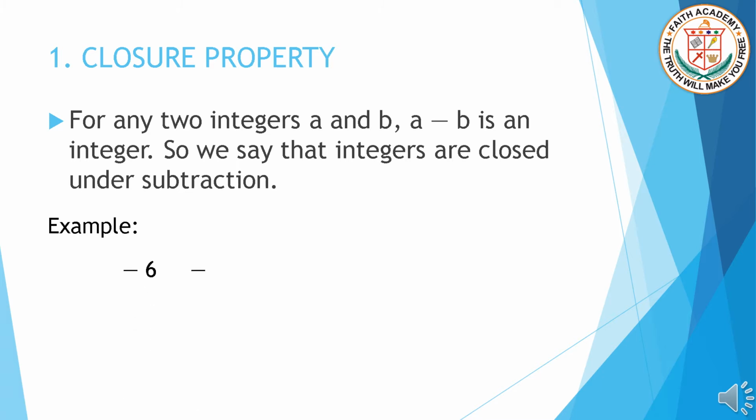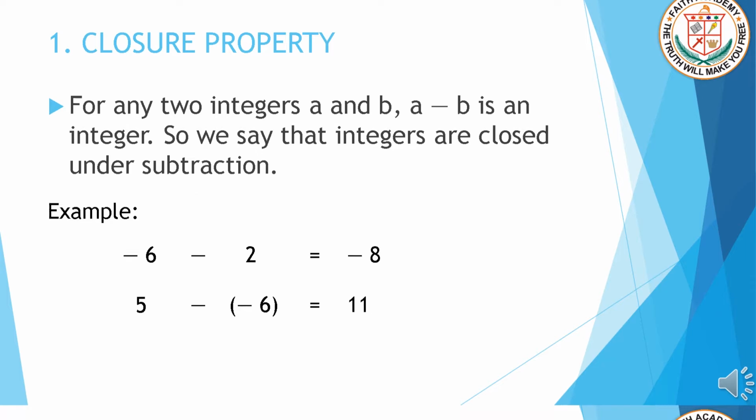Minus 6 subtracted by 2. Here minus 6 and 2 are integers and we get the difference as minus 8, which is also an integer. The second example, 5 subtracted by minus 6. Here also 5 and minus 6 are integers and the answer that you get is 11, which is also an integer. So this proves that closure property for subtraction of integers is satisfied.